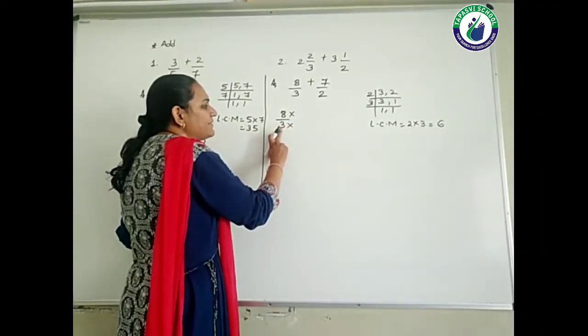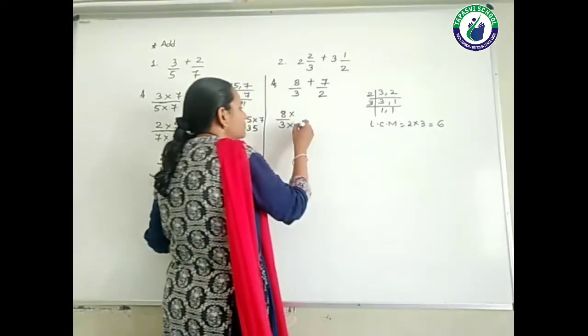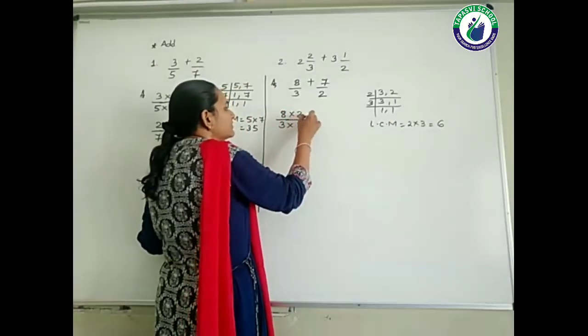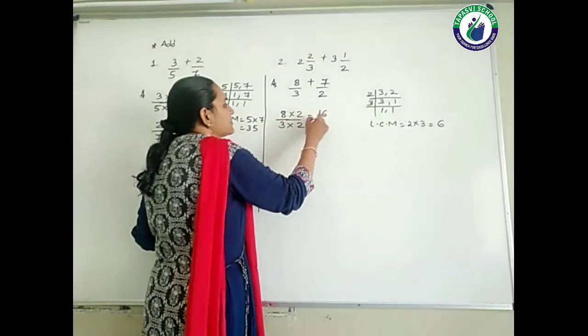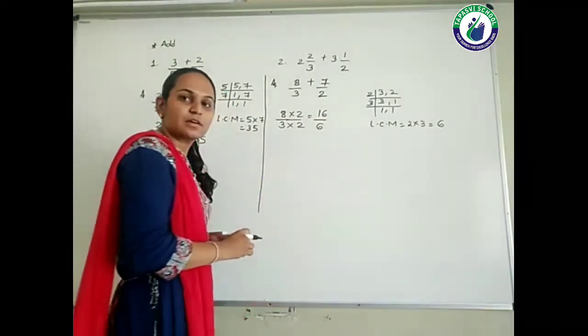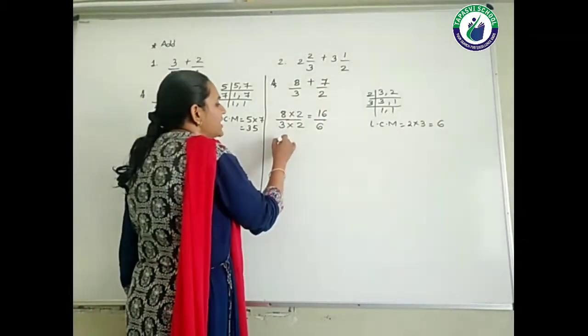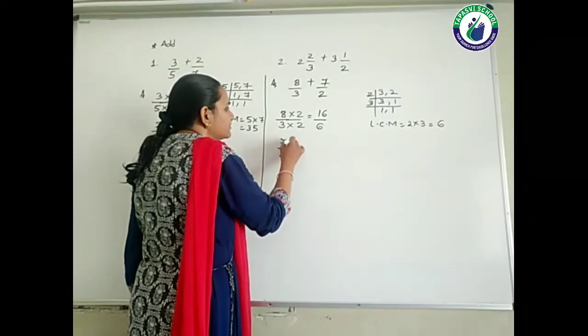Which number do I multiply with the 3 to get 6? That is 2. 3 2s are 6. Clear? Now taking the other fraction, that is 7 upon 2.